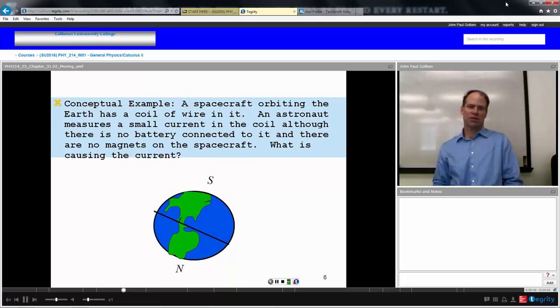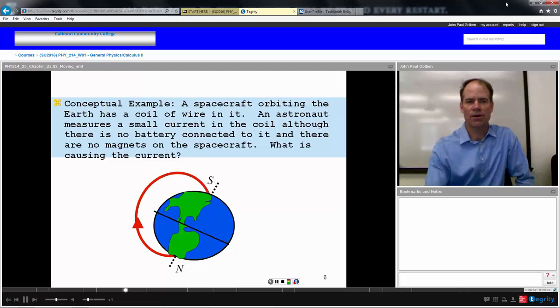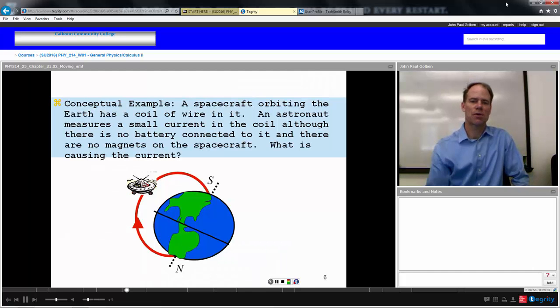Here's a conceptual example of a moving conductor in a magnetic field. A spacecraft orbiting the Earth has a coil of wire in it. An astronaut measures a small current in this coil, although there's no battery connected to it, and there are no magnets on the spacecraft. What is causing the current?